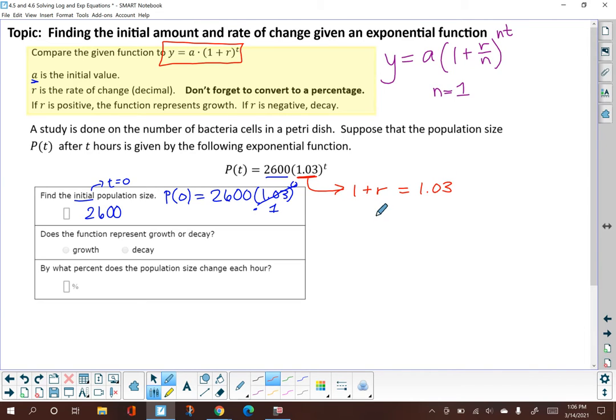So you can see that r in this case would have to be 0.03. Now that is in a decimal form, and in order to report our answer as percent, we need to convert that into percent form. So in percentage form, this would be 3%. So our answer here would be that 3%. It has the percent symbol for you, so you just have to type in the 3. And then to answer if it's growth or decay, this is a positive number. So that means this is a growth situation.